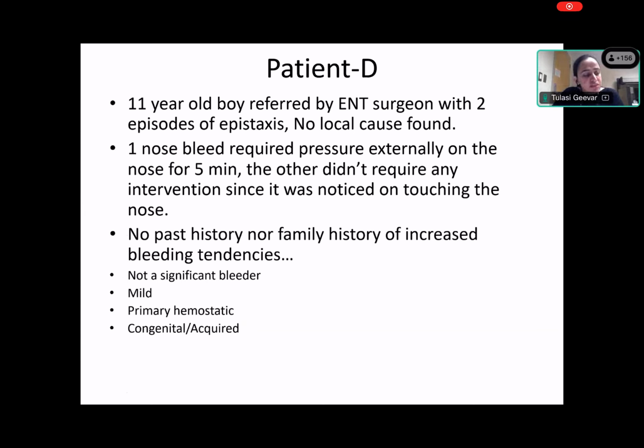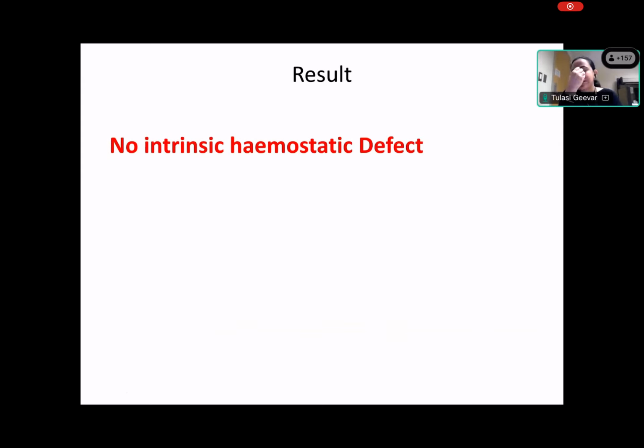What is the pattern of inheritance? Because there's no family history, it could be an autosomal recessive disorder, maybe. And if at all it is just a mild bleeding disorder, like a mild platelet defect or a mild von Willebrand disease. On extensive evaluation, the patient did not show any intrinsic hemostatic defect. So when you evaluate and objectify the history using the bleeding score, you can understand which of the patients are likely to be a bleeder or not.